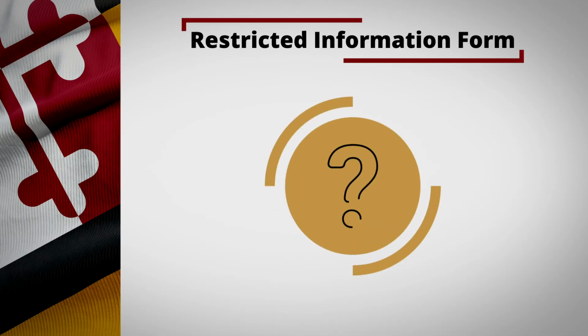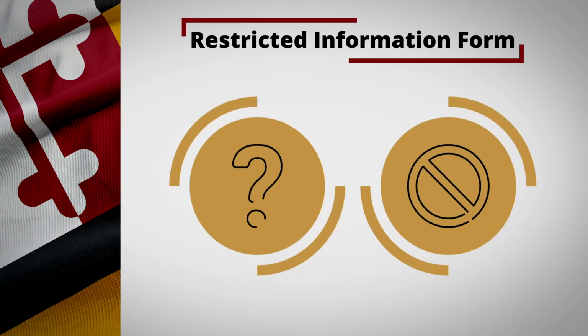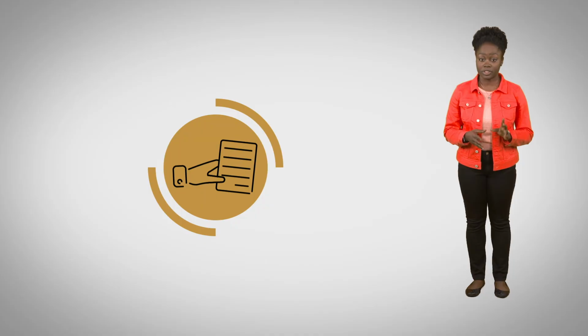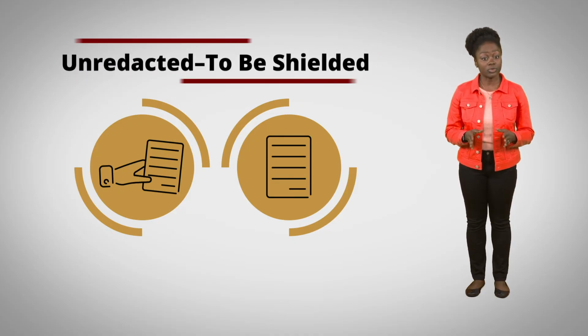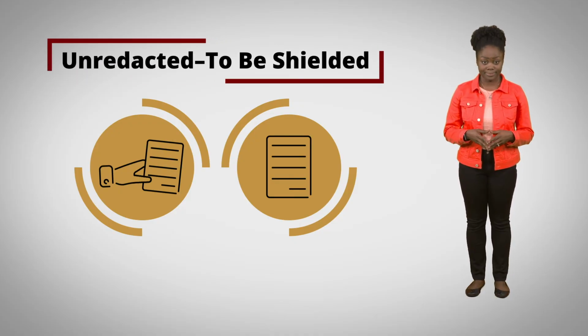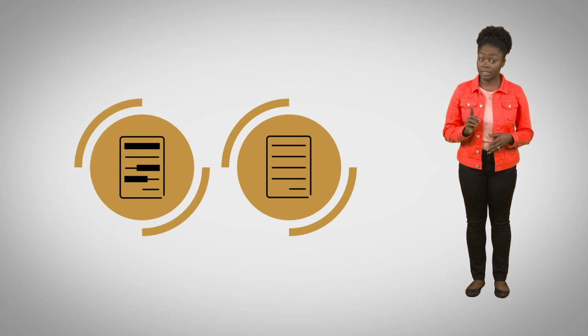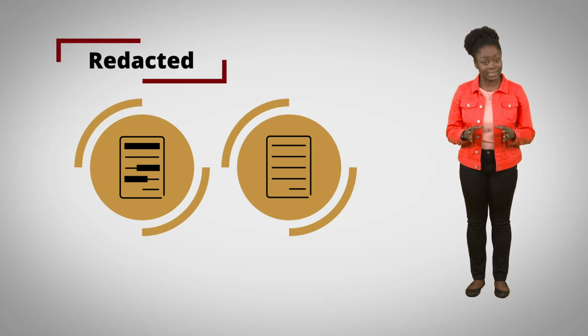Be sure to include the reason why the information is restricted. File one copy of the document that is not redacted, meaning that the restricted information is visible. Include in the title of the document, "unredacted to be shielded." File at least one copy that is redacted, meaning that the restricted information is not visible. Include in the title of the document the word "redacted."